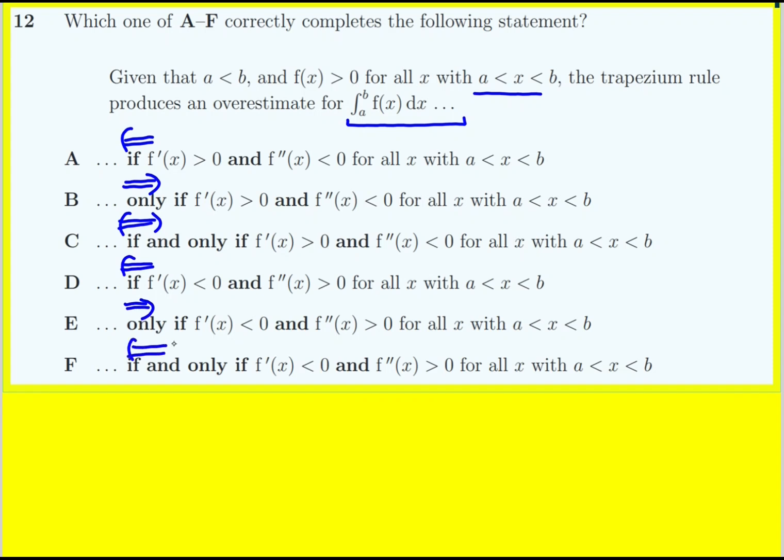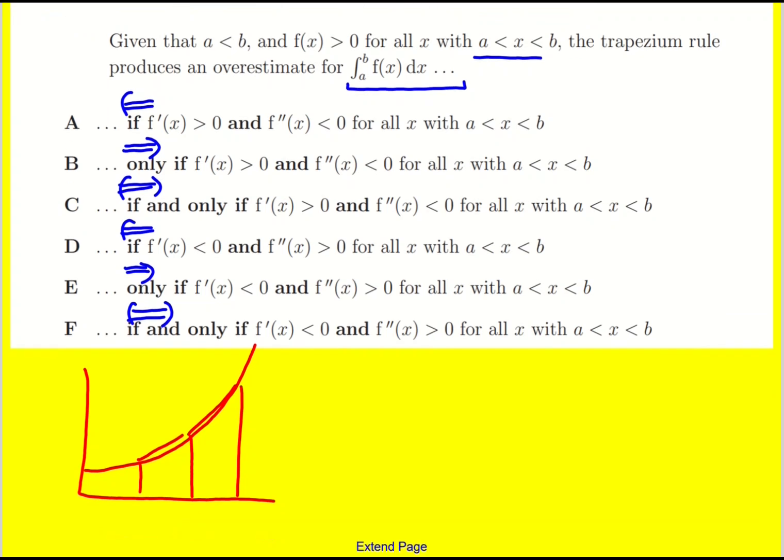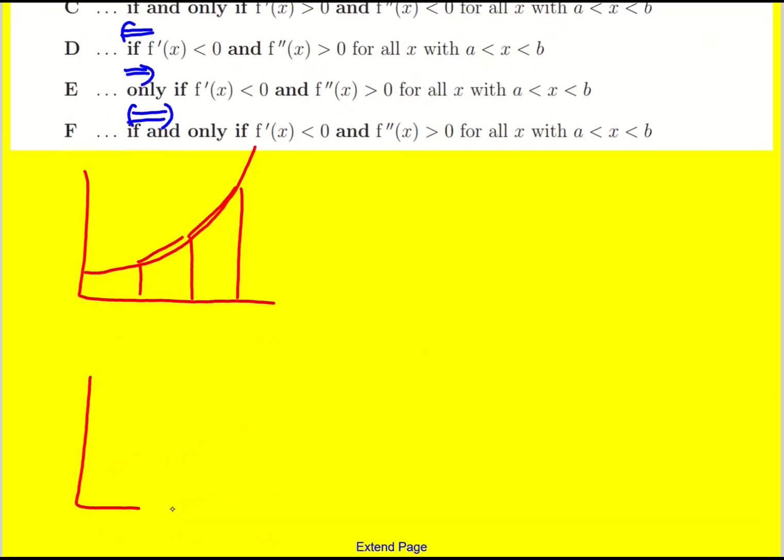So this is our setup. Let's just have a look at when we would get an overestimate. If we have a positive gradient, then we can get an overestimate if the function is increasing. If I draw the trapezium quite far apart, you can see we get these extra bits. Whereas if we had a positive gradient, but it was decreasing, that's actually when you get an underestimate.